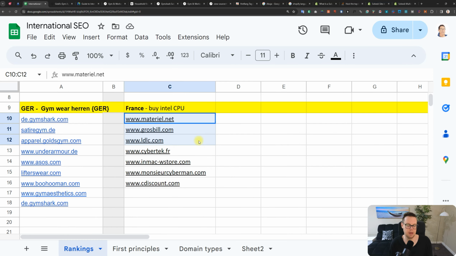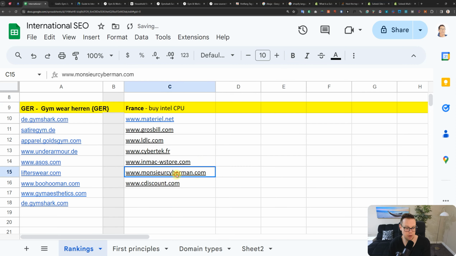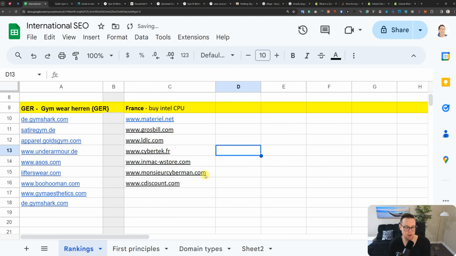Here we have another interesting example in France, also for buying an Intel CPU. This is for "used" in French, the keyword. And we can see here that we've got the example where they have set up international domain names, but the actual name inside of the domain is French. So here we've got Monsieur Cyberman, for example, clearly a kind of French domain.